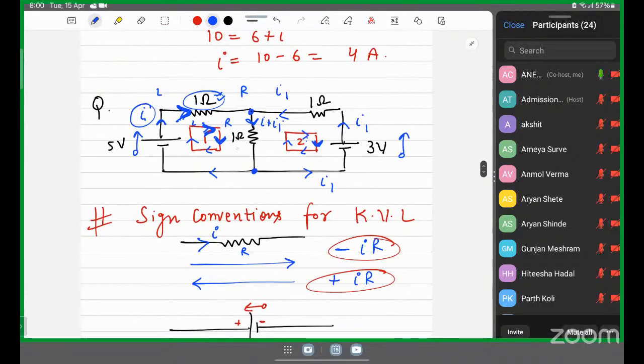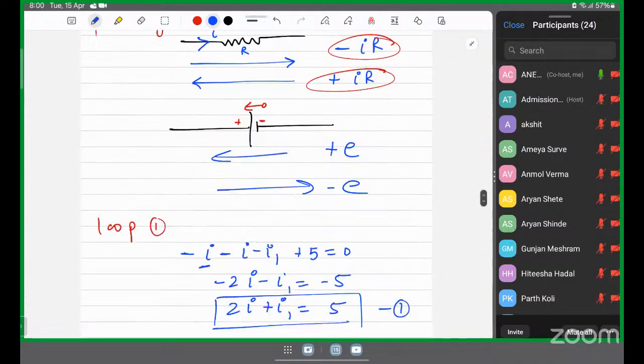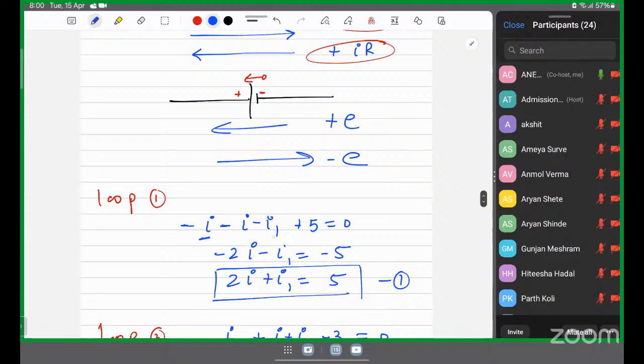Similarly, we look at this resistor. In this resistor, current is in the downward direction, and in the loop, current is also downward. Again the direction is the same, so this will be with a minus sign, I into R. The value of R is 1 and the value of current is I plus I1 with a minus sign. So it will be minus I minus I1.